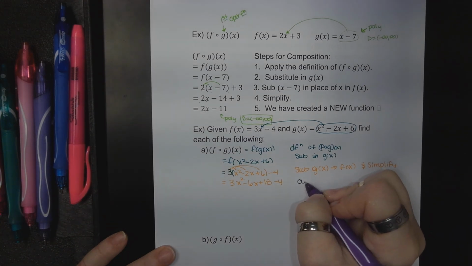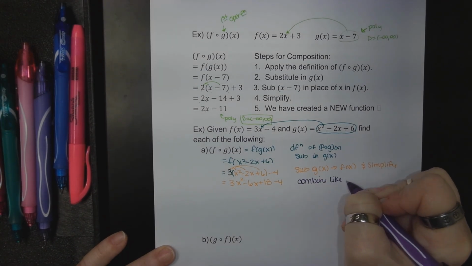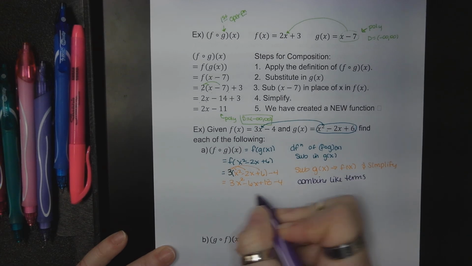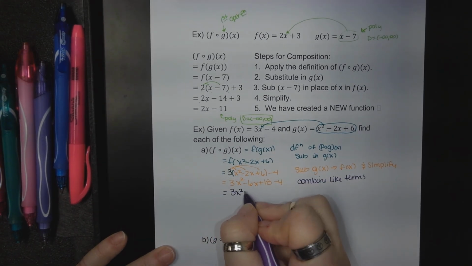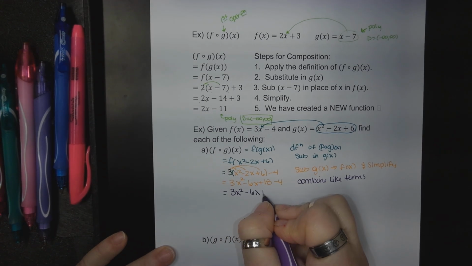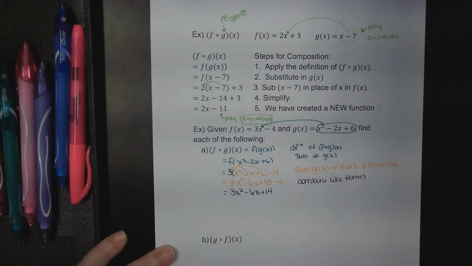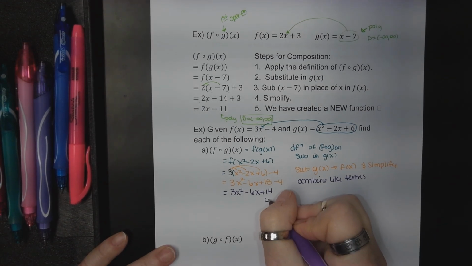Now let's combine like terms. Well, we only have 3x squared, so let's do that. We only have one x term, but we can combine these, right? So plus 14. Sorry, that's an x. So what did we create? Because that's as low as it can go. So we, once again, created a polynomial.